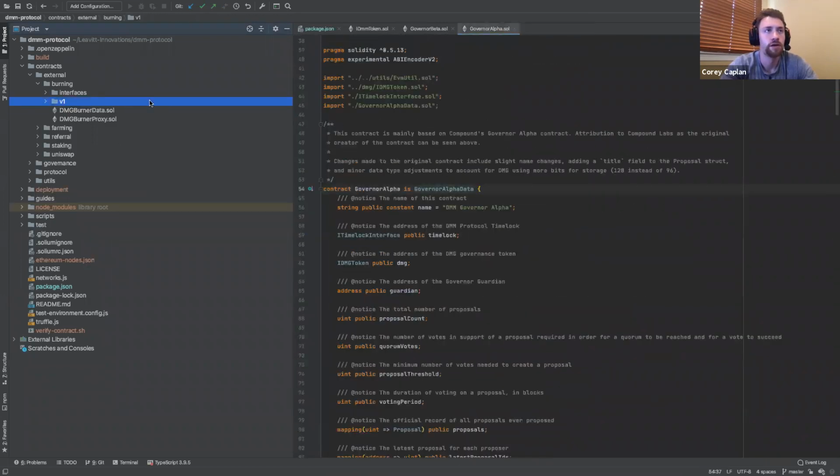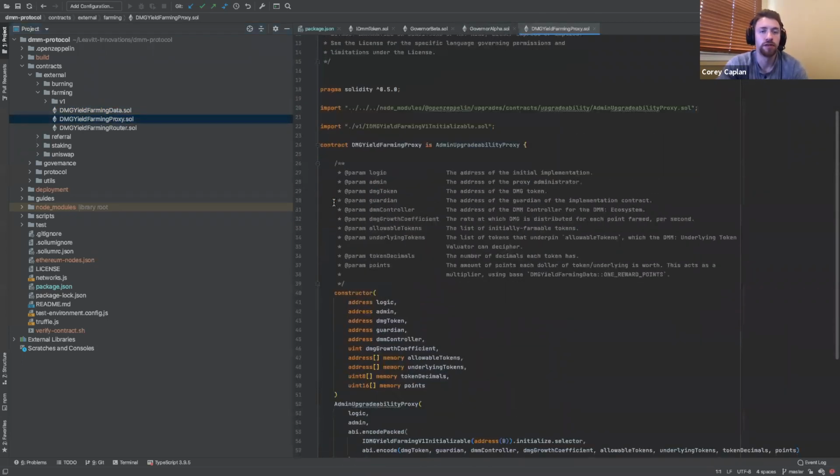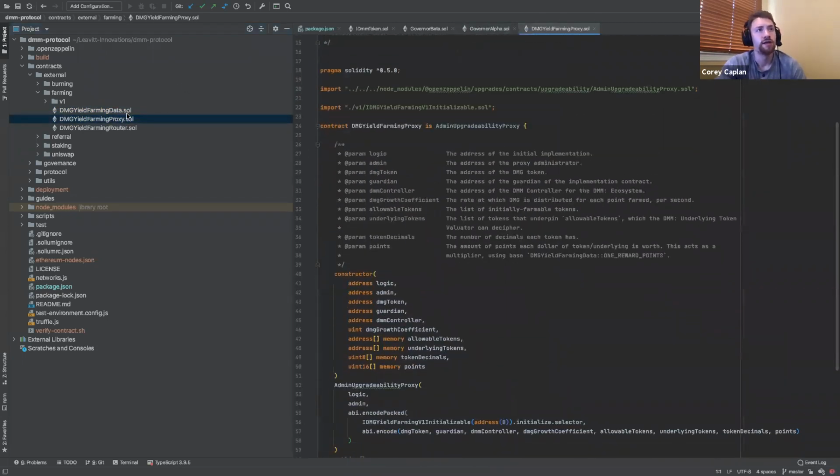All right, moving right along. As Patrick and I were just talking about at the start of this earlier, we're in the process of releasing yield farming, which comes with its own suite of contracts.